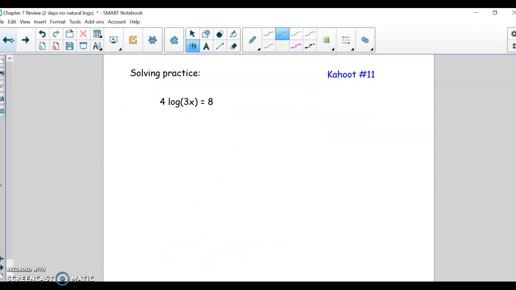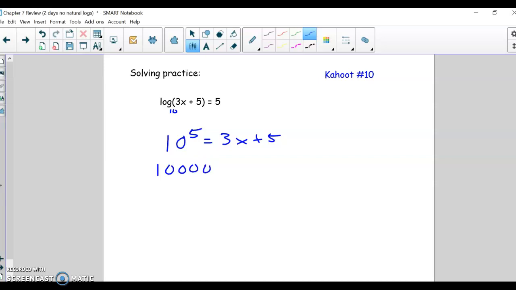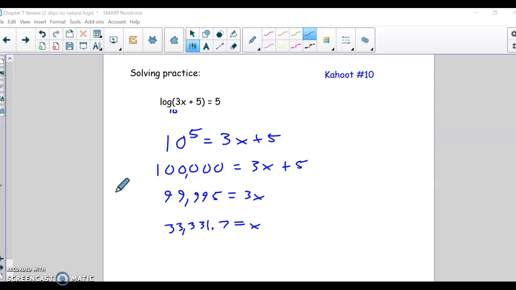Let's see, yeah, we've got 2 more maybe quick. We can get them both in. Pause the video. Okay, so we've got a base of 10, power of 5 equals 3x plus 5. And 10 to the 5th is just going to have 5 zeros. So I switched forms, and then 10 to the 5th, and now just minus 5, so that's going to be 99,995. And then divide that by 3 to get an answer of 33,331.7.